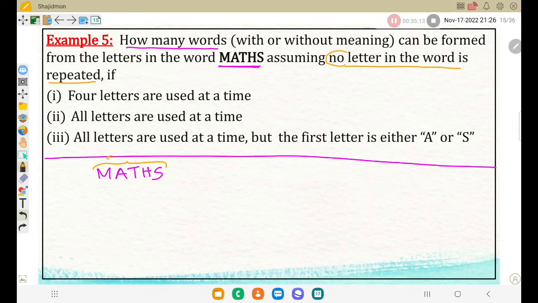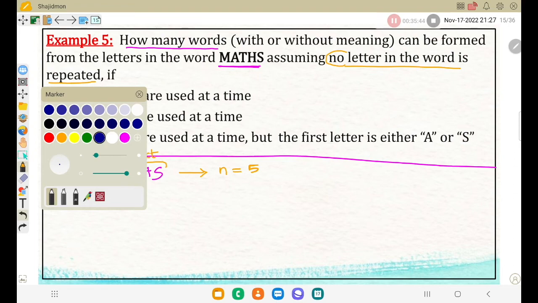It is distinct because each letter comes how many times? Only one time, correct? M comes one time, A one time, T one time, H one time, S one time. So it is distinct. Now how many letters are there in the word MATHS? n equals the total number of letters: M 1, A 2, T 3, H 4, S 5. So totally 5 letters are there, correct?